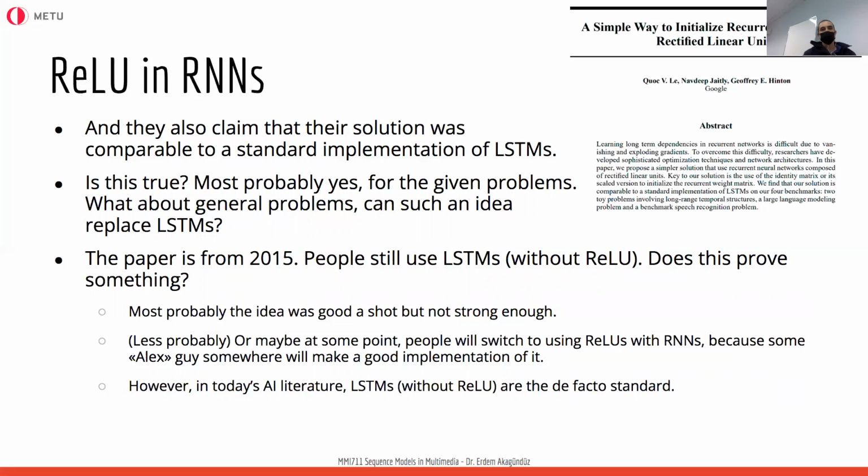Until transformers in this course, we're going to be working on LSTMs. And for the problems that transformers cannot solve, like dynamical system modeling, LSTMs still rule. They're very powerful. This paper is from 2015, and people still use LSTMs without ReLU. I think it proves the point. Most probably the idea was good, but not strong enough. It was a nice analysis. In today's AI literature, LSTMs are a de facto standard.